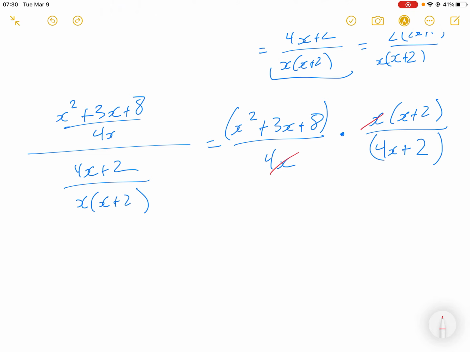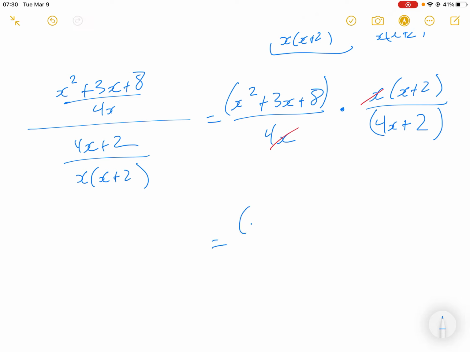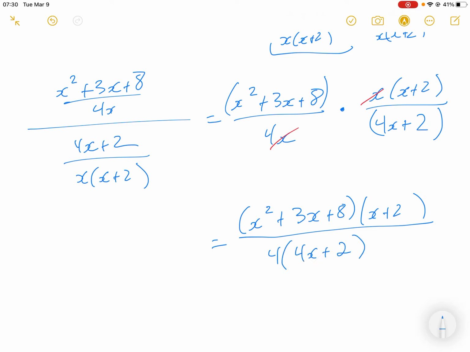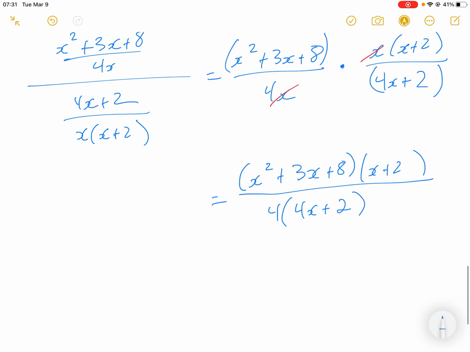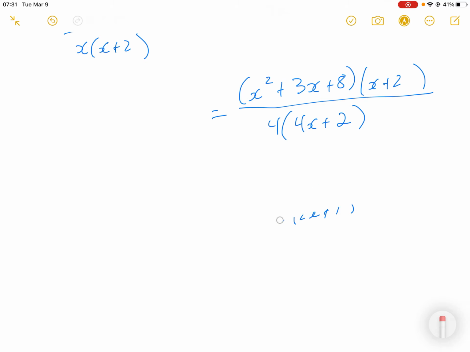Really what I'm doing by canceling is I'm saying x divided by x is just 1. And then anything times 1 is just itself. So then I'm left with x squared plus 3x plus 8 times x plus 2. And then in the denominator I have 4 times 4x plus 2. And you can just leave it like that. There's really nothing further we would care to do. You could maybe distribute that 4 in, or you could go back to what we said before and factor out the 2. So these are all alternate versions for the denominator, but I really don't mind how you do that. It kind of depends on the problem you're working on, which one's easier to use.